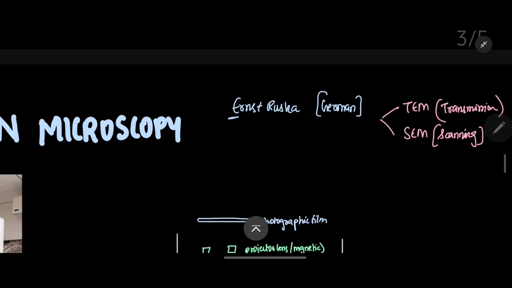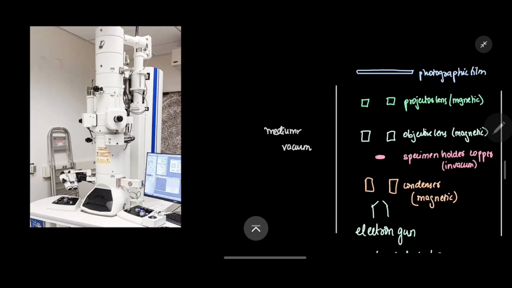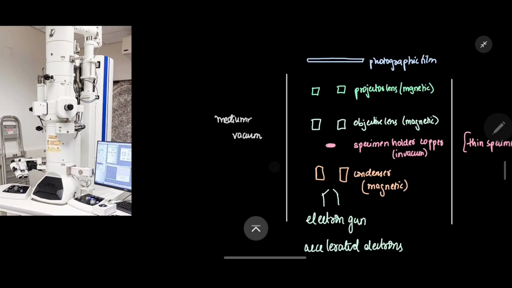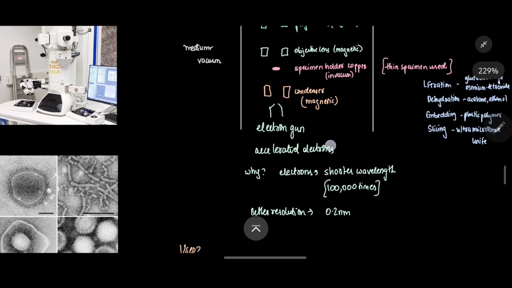And there are two types of electron microscopes. One is TEM, one is SEM. T is for transmission and S is for scanning. So this makes a 3D image. It scans your entire specimen, whereas transmission electron microscopes make a more 2D image. Okay, this is what your electron microscope looks like. It's a very complicated structure. It's huge. Let us see how it works.